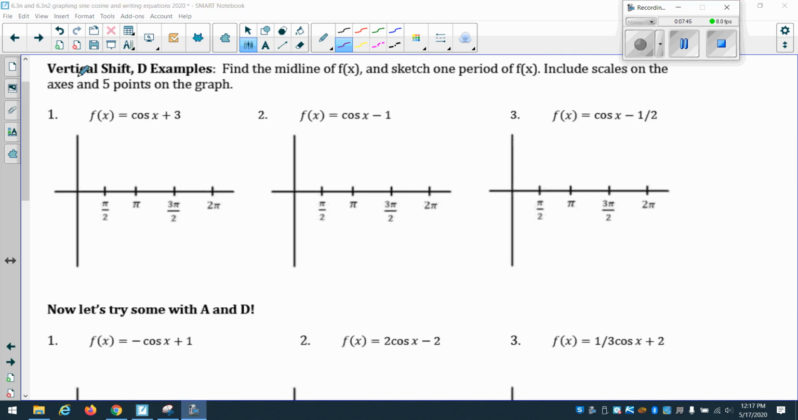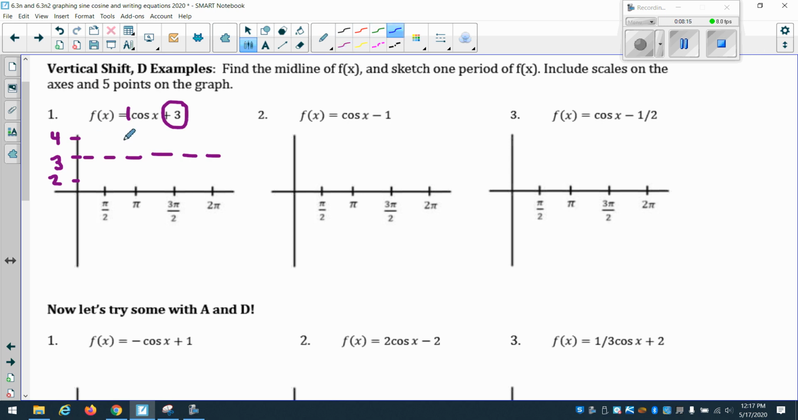Okay, so now when we have a vertical shift, D, our midline, as we know, is going to change. So our midline is at 3. So we draw our midline at 3. Our amplitude, there's a 1 in front, so 1 above, which is 4, 1 below, which is 2.